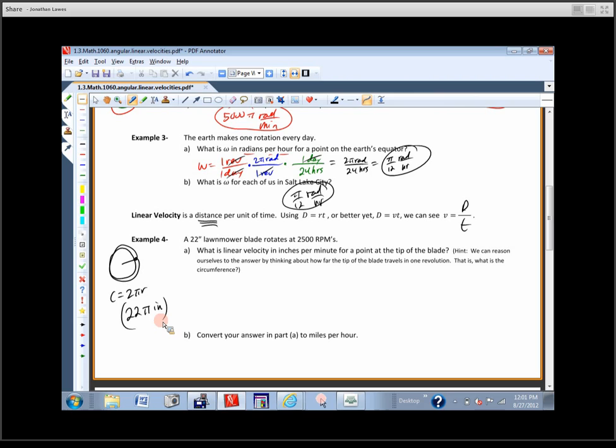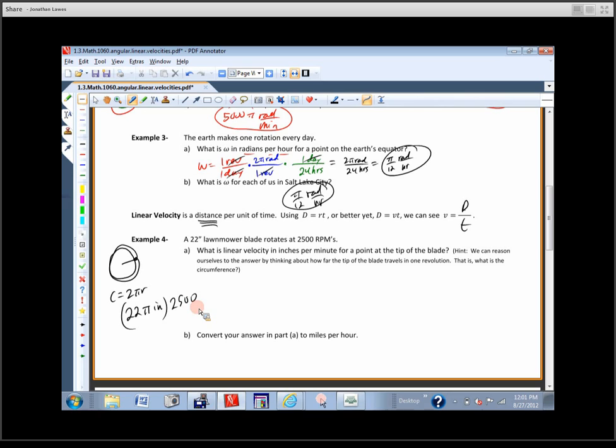Times by what? Times by 2,500. Okay, everybody watch, please. Does everybody agree that this would give us the right answer? Because it said inches per minute. This is in inches. It does this many in a minute. So we should be okay. We all right with that?